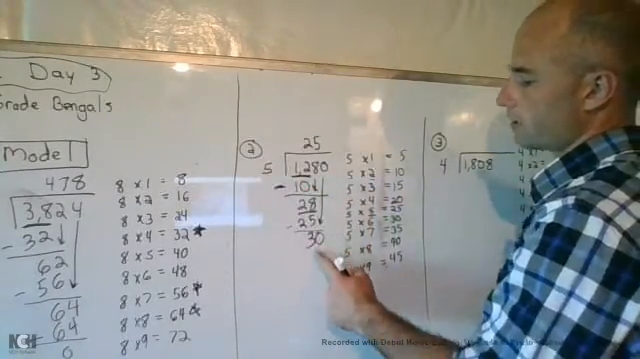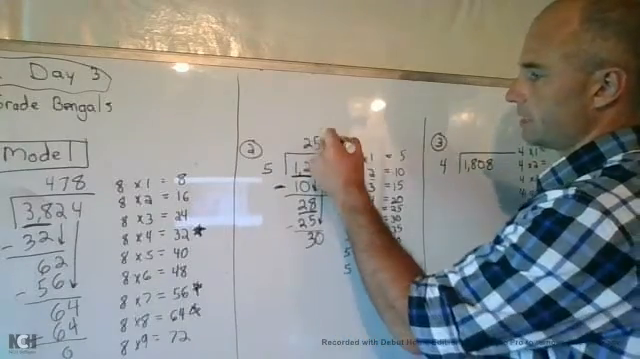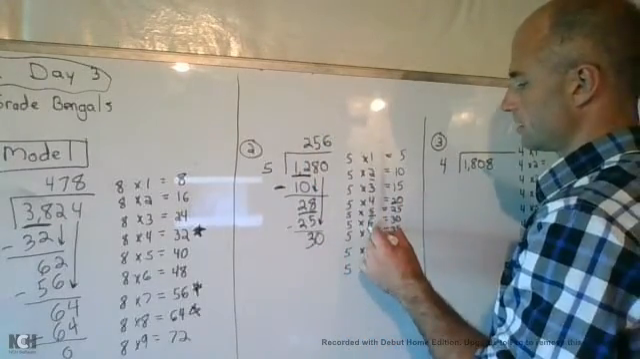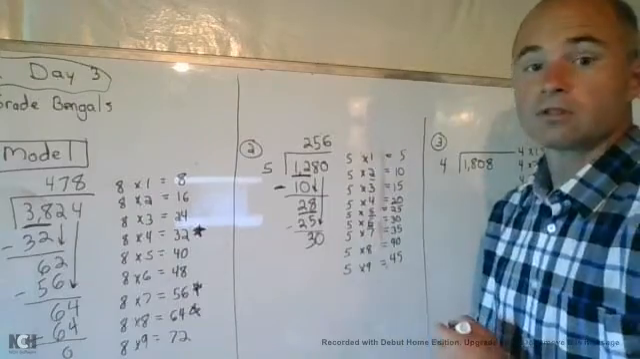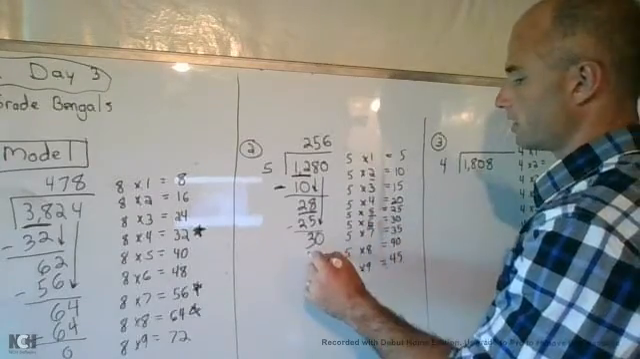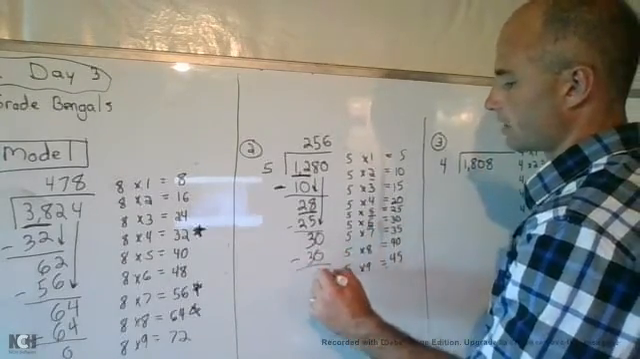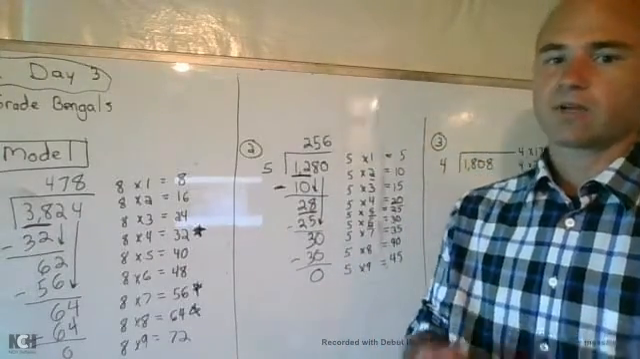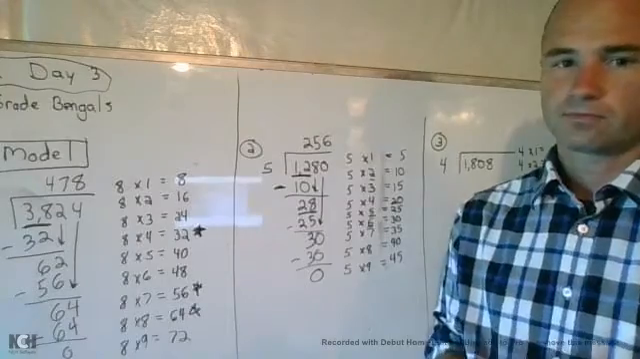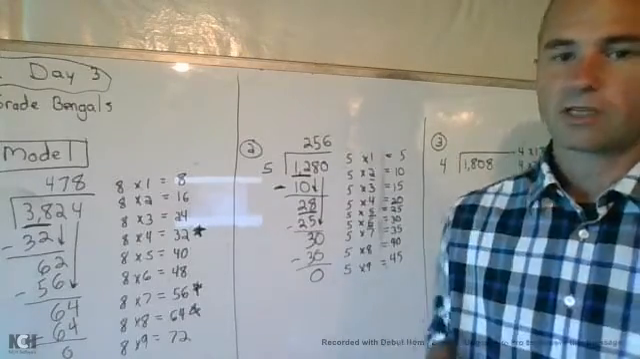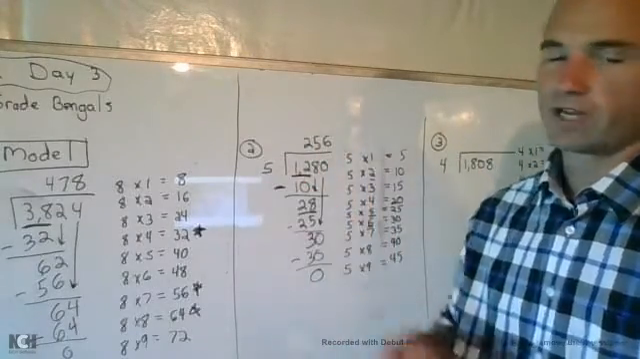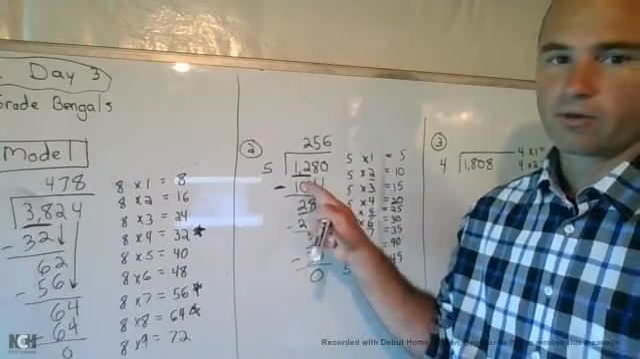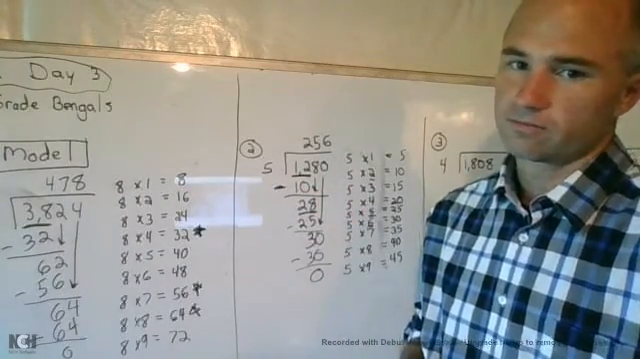5 goes into 30 6 times, as we can see here. 5 times 6 equaled that 30. I subtract, I have nothing left over, giving me 256 as my solution. And you can check it by doing 256 times 5 to see if you can get 1,280.